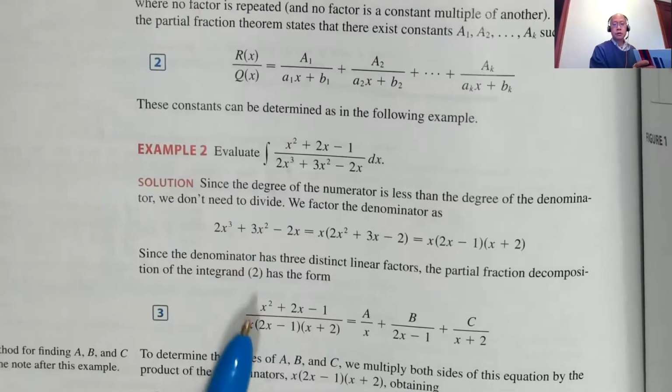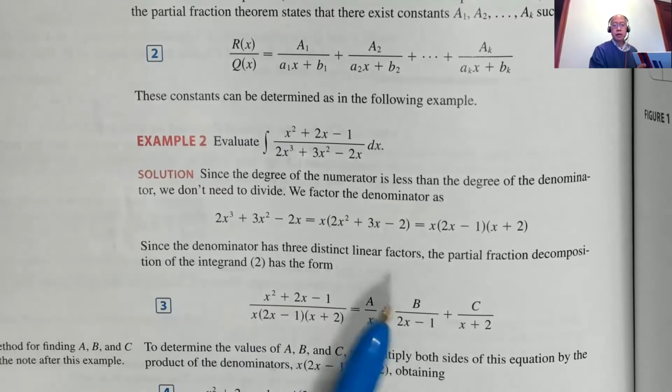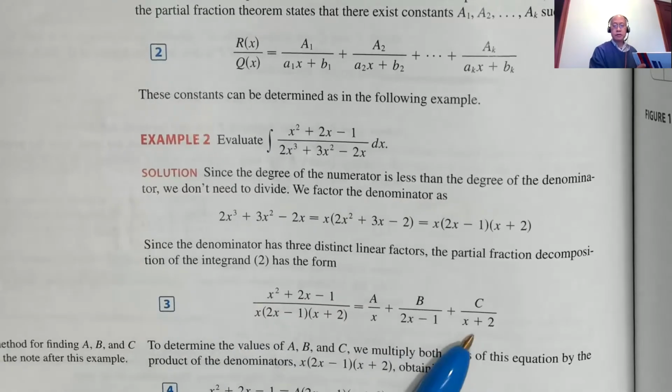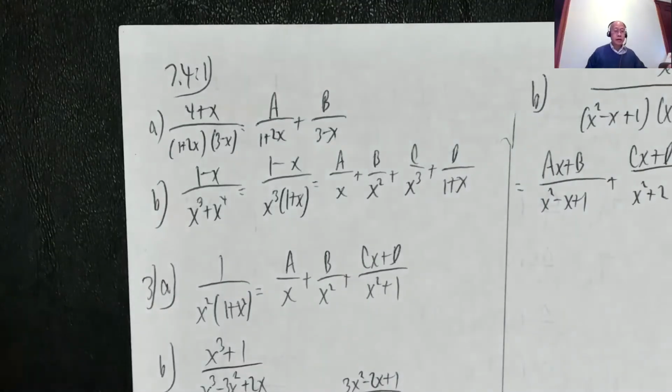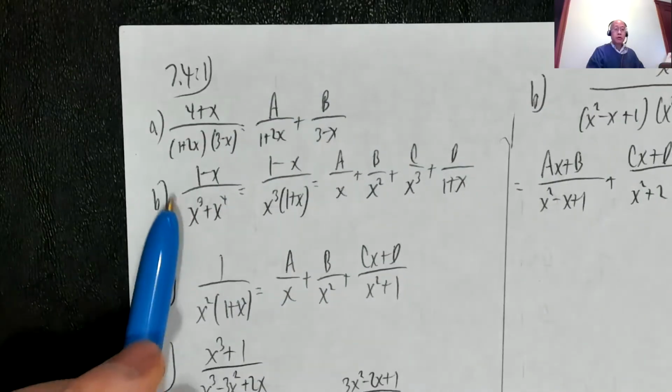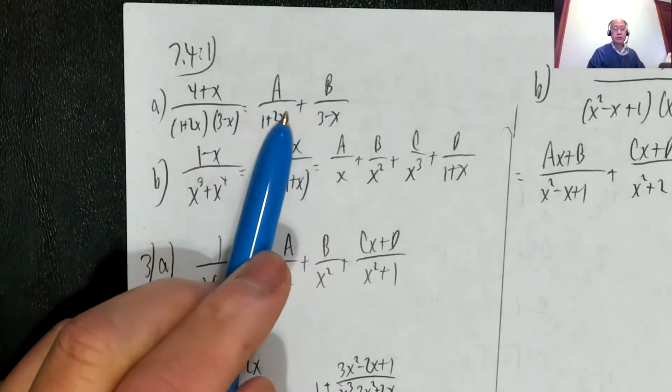Okay, so the denominator x, 2x minus 1, x plus 2. Just put x, 2x minus 1, x plus 2, a, b, c. And that's what this one is. So 1 plus 2x, 3 minus x, a plus b. That's all there is to it.